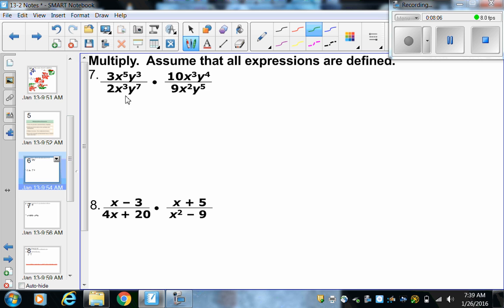So on example 7, I'm going to look at this. It says to multiply, assume that all expressions are defined, which means we don't have to worry about finding when it's undefined. So if I look, I can see that 10 is divisible by 2 because this is really 5 times 2. And 9 can be broken down to 3 times 3. So that I can go ahead and cancel this 3 with one of these 3, and this 2 with the 2 that's down here.